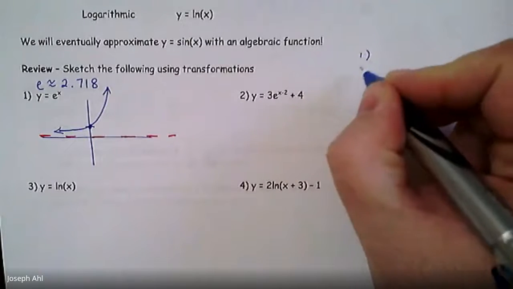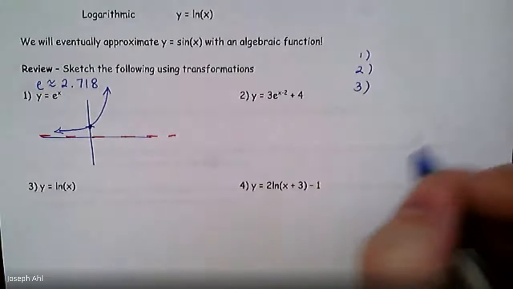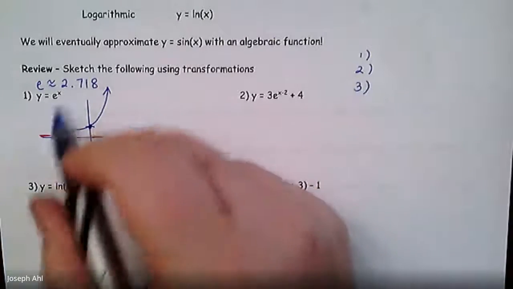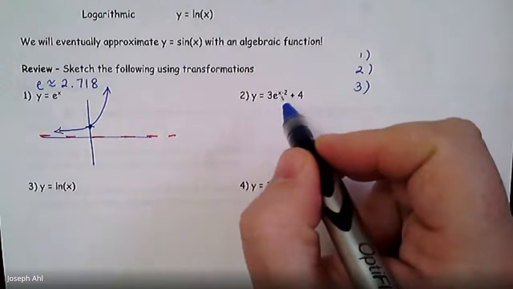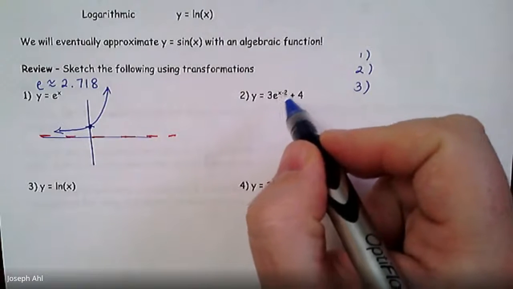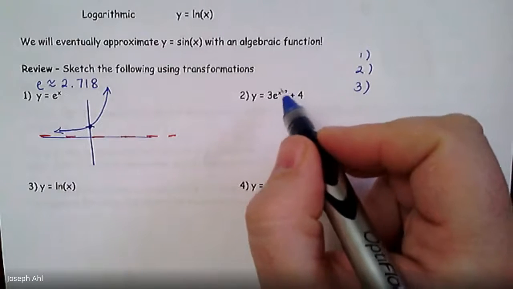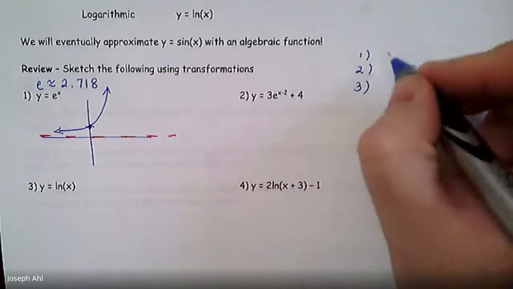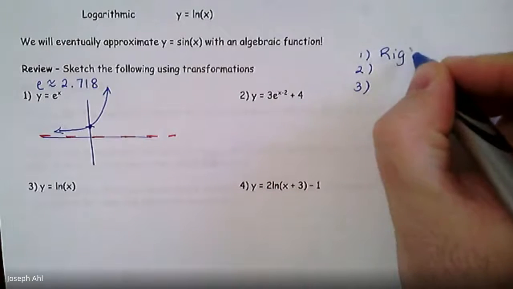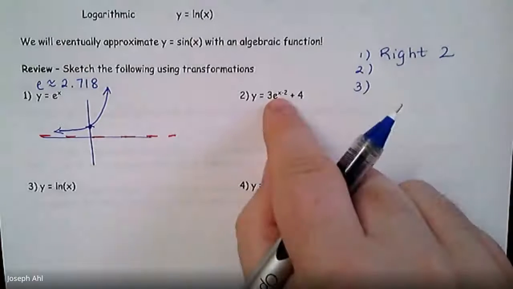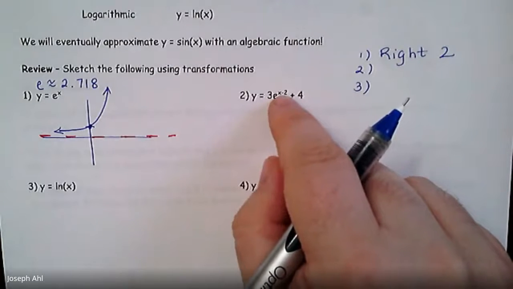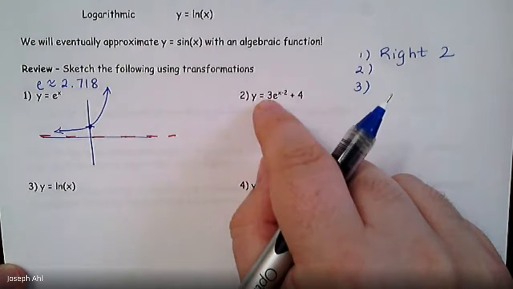So in order, if we make a quick list for ourselves, there are 3 things that will happen to the parent function e to the x. One of them is that the direct thing that's affecting e is this new exponent x minus 2, and that's going to be a shift to the right 2 units. So the exponent up here, that change is going to be a horizontal translation.